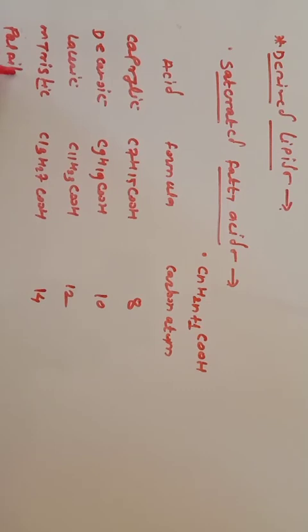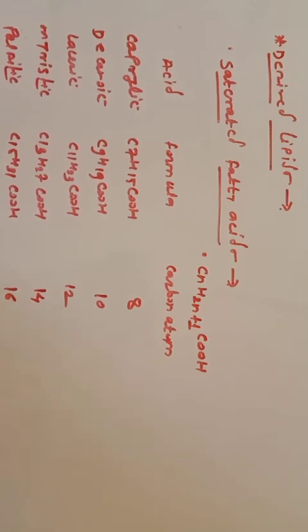If you see it, palmitic has a C15H31COH group, so the total carbon is 16. Palmitic is there. Then there are stearic, arachidic, behenic, and lignoceric acids.